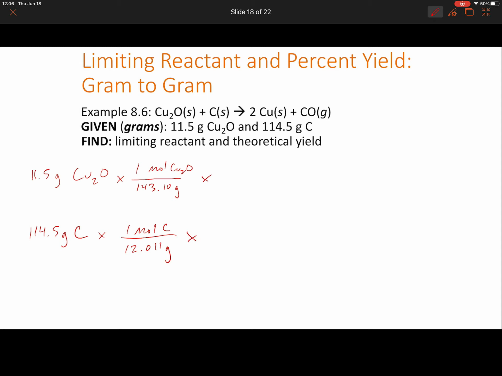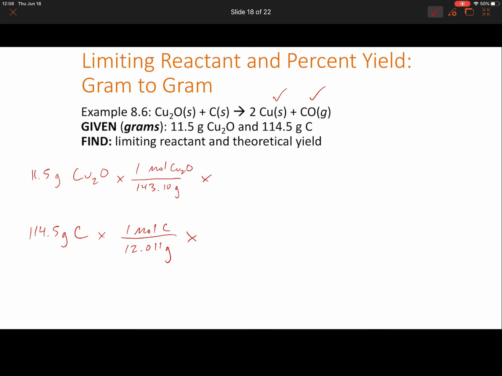Now we need to relate them to the product. In this case, they want to know how much copper we end up with, or which one of these is the limiting reactant and how much copper will be our theoretical yield. We don't have to pick copper, to be honest. We can pick any one of these products, because the lesser amount of product formed in either case will still reveal which is the limiting reactant. We're just going to pick copper here arbitrarily because it's one of the products.